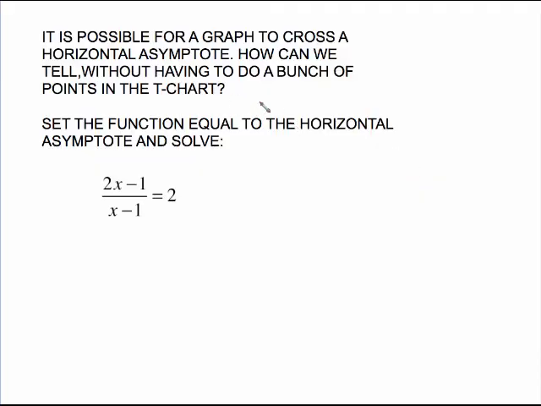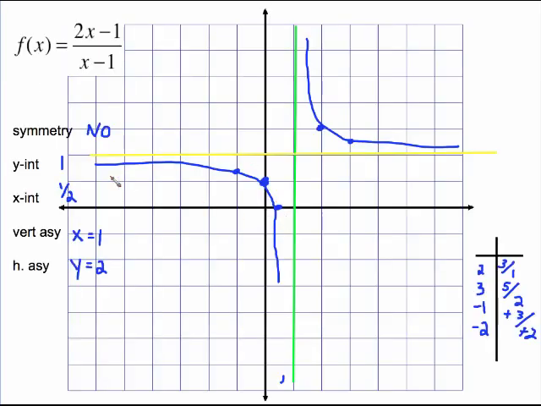Now, it is possible for a graph to cross a horizontal asymptote. How can we tell that without having to do a bunch of points in the t-chart? Go back to my picture here. I just knew that it didn't cross the asymptotes. But one reason I knew is because I'd already graphed it on a calculator, and you're not going to have that luxury when you're taking a test. So you're going to have to know if it's going to cross the asymptote.